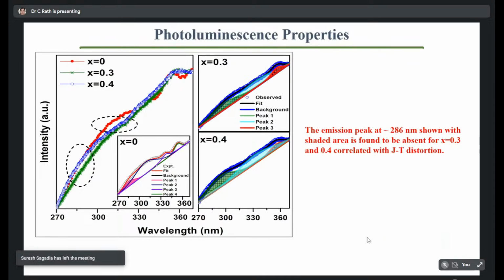Similarly, the photoluminescence spectra also show the same feature. The 286 nanometer peak disappears with increasing chromium. So that further confirms that whatever non-Jahn-Teller element we add, the Jahn-Teller distortion reduction can be seen from this 286 nanometer emission peak.